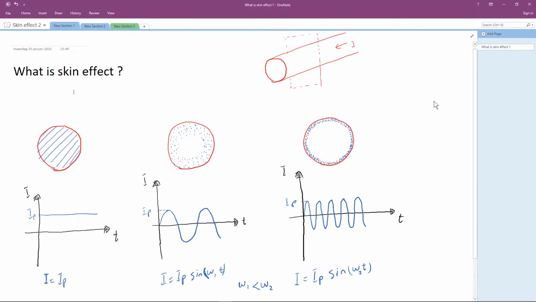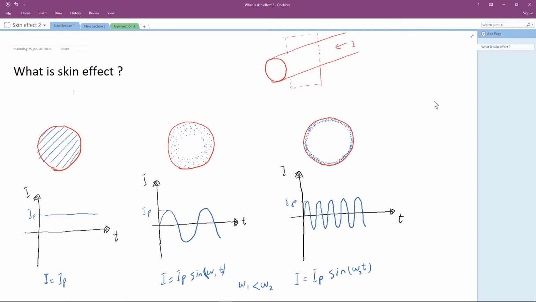Hi, I plan to make a few videos about the phenomenon named the skin effect. In this first video I will just describe the phenomenon and show you the consequences of the skin effect, and at the end I will show you how to perform a simple simulation in COMSOL Multiphysics and how to analyze the skin effect and calculate AC resistance because of it.